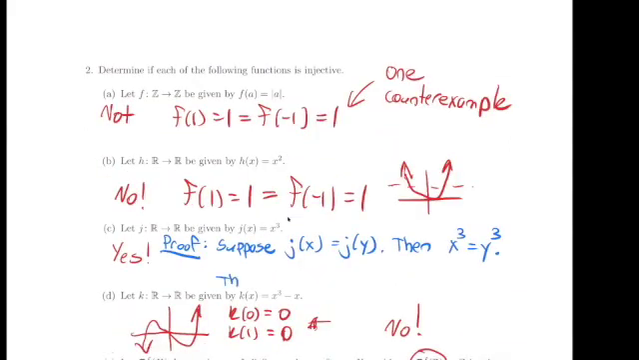So we kind of know where we should start if we're using contrapositive. We kind of know where we want to end. And so the question is, what can I do in between my first couple of sentences to get to the last sentence? So going from X cubed equals Y cubed, how do you think we can take that equation and get to the conclusion that X has to equal Y?